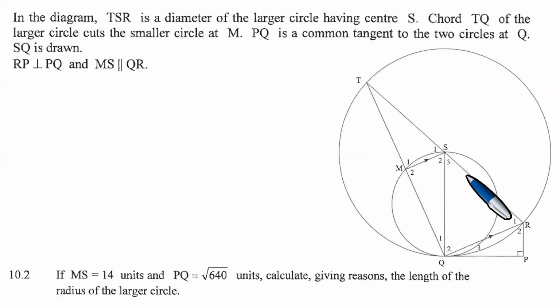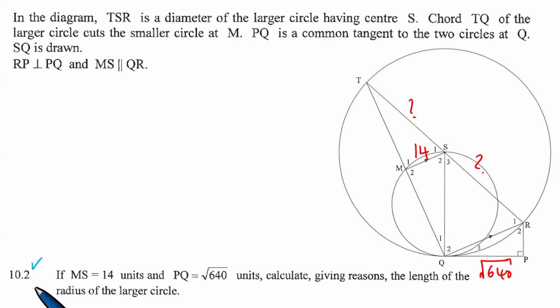Right, so the proportionality theorem now has been applied here. In 10.2, the question is, if MS is 14 units, PQ is the square root of 640. Calculate, giving reasons, the length of the radius of the larger circle. So in other words, we want to find the radius. If S is the center, we want to know the radius, either TS or, for instance, SR.